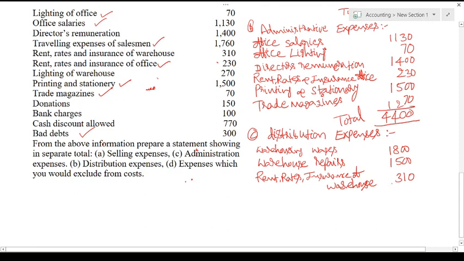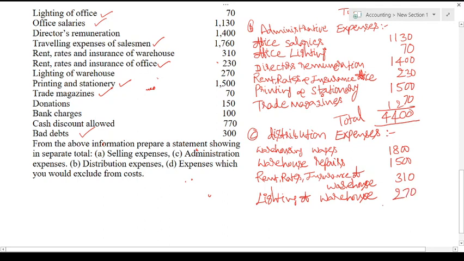Next one is lighting of warehouse, 270 rupees.